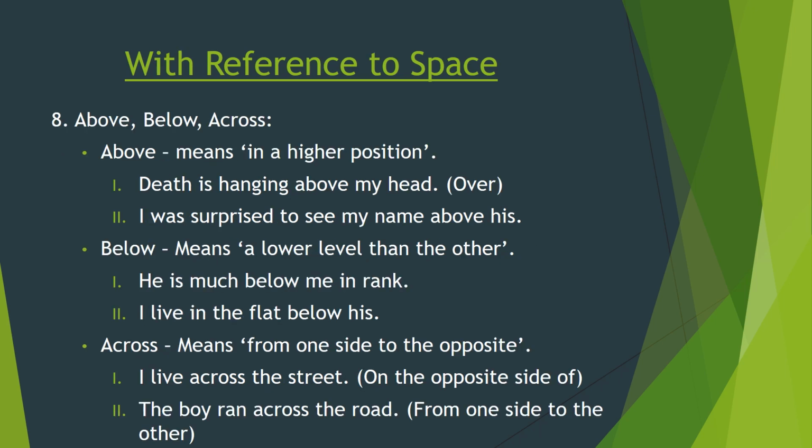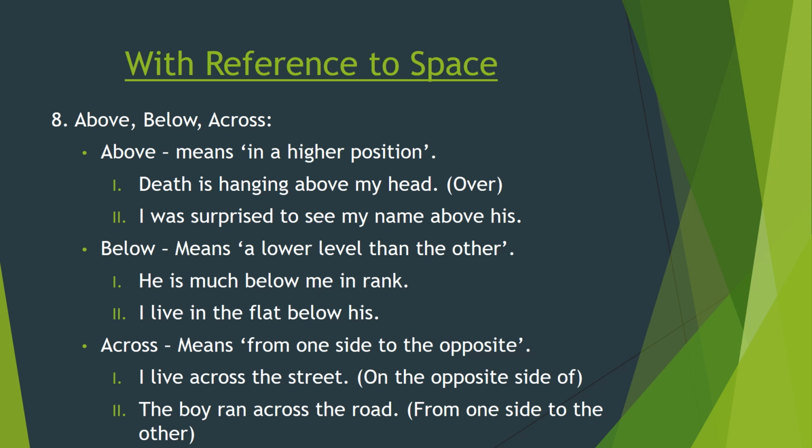Let us see the use of the prepositions above, below, across. The preposition above is used for a higher position, like death is hanging above my head. It means over. I was surprised to see my name above his. Now, when we are using the preposition above, we have another preposition, over.